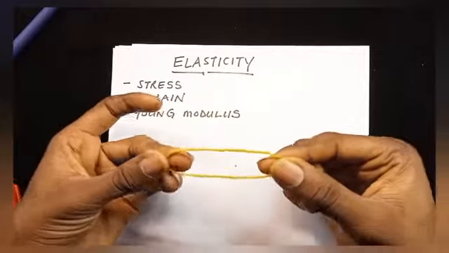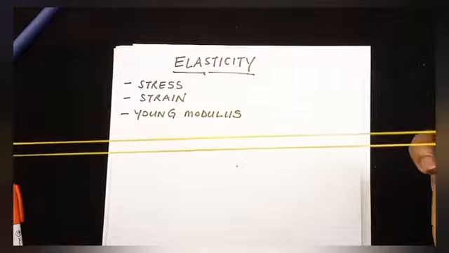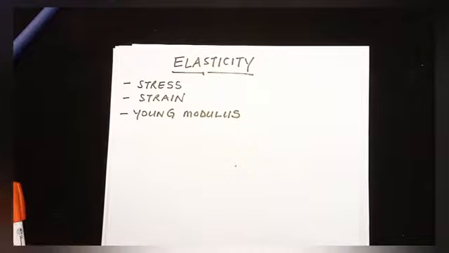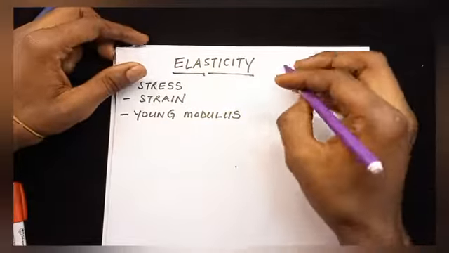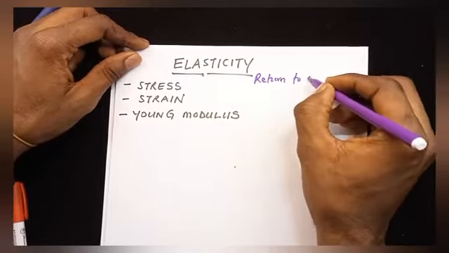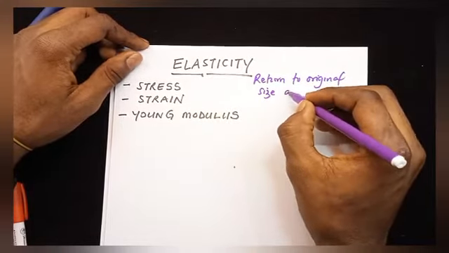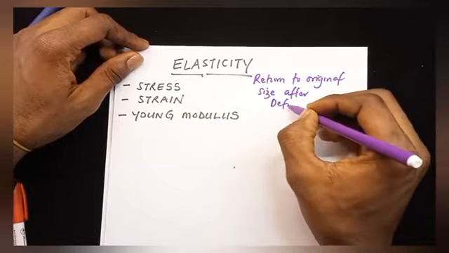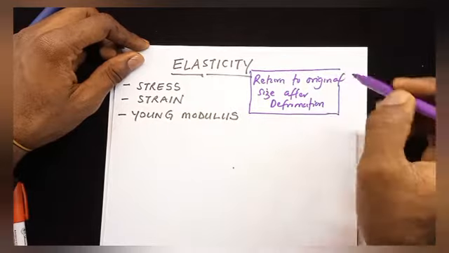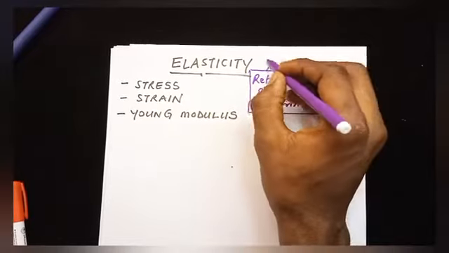This is a rubber band. It is about 7 centimeters now, and I can extend it even up to 20 centimeters, and it will return back to its original limit. So what is elasticity? Elasticity is the ability of a substance to return to its original size after it has been deformed. The keyword is original size after deformation.